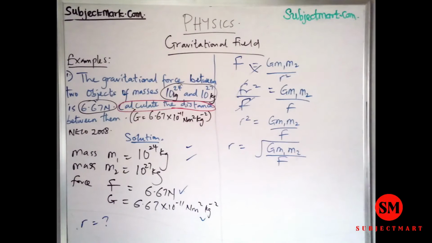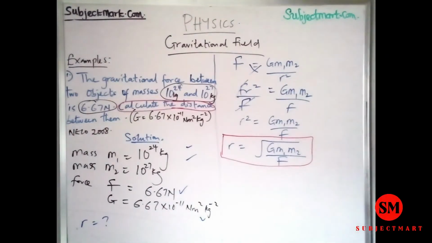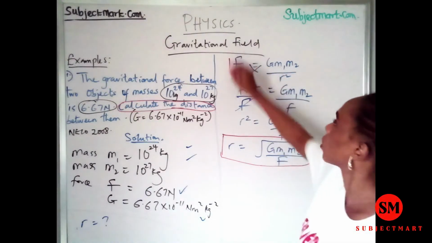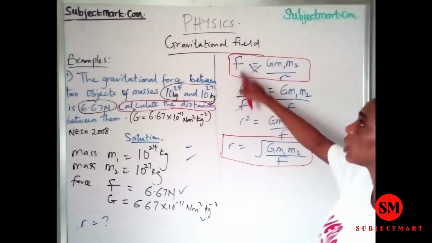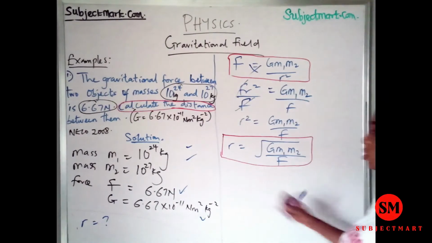So I have my R. That means this is what I'm going to work with. Don't be confused, it's still the same formula. All I did was, instead of making F the subject of the formula, I made R the subject of the formula. So this is what I'm going to be using.